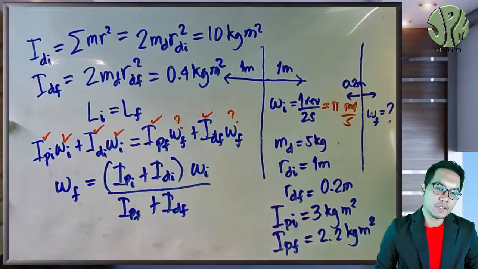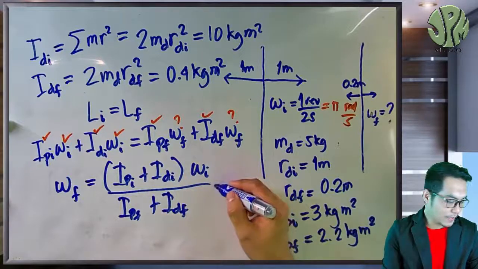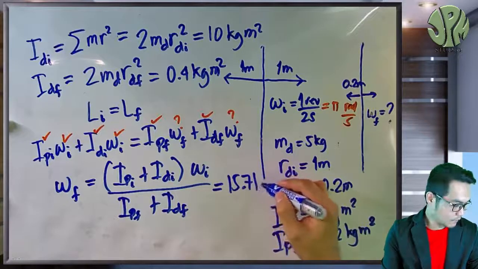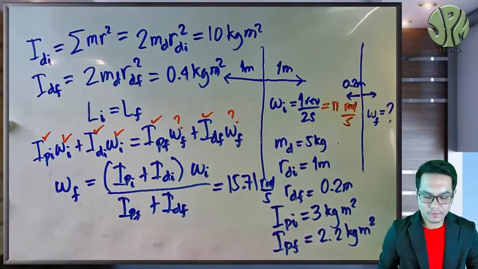So that one is now the final angular velocity. If you substitute all of the values, you will get around 15.71 radians per second. So that way.